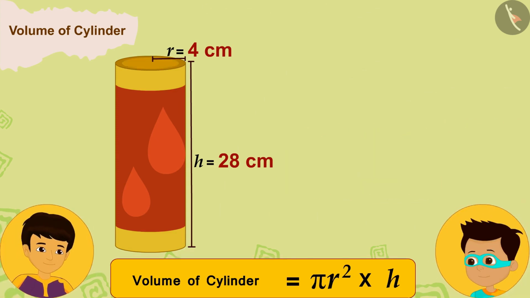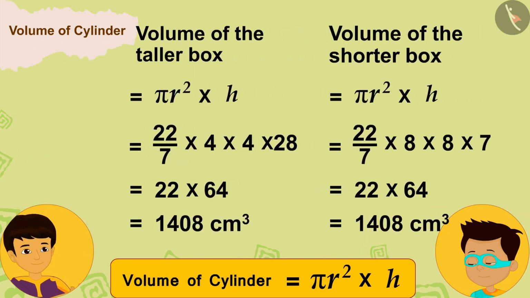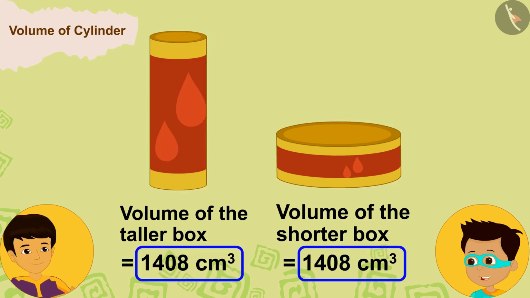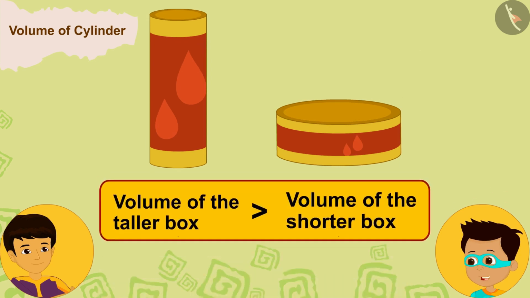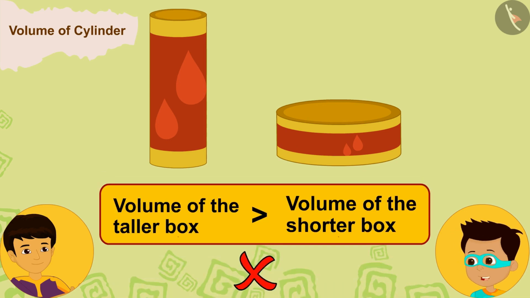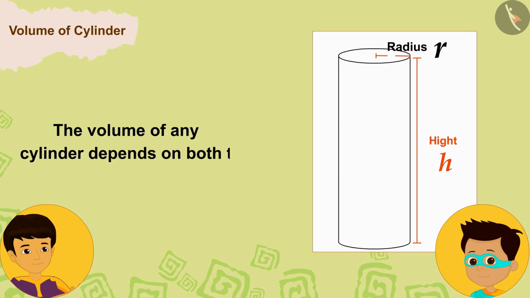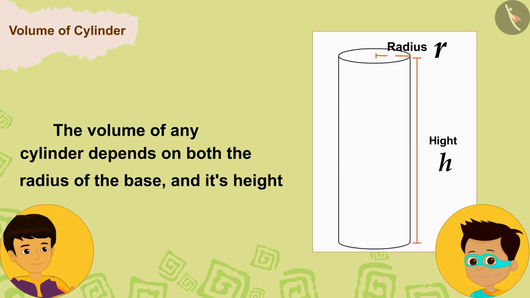Look, Thomas, by solving in this way, we can see that the volume of the shorter box and the volume of the taller box is exactly 1408 cubic centimeters. You are right. It is not necessary that the volume of a cylinder that is taller is always more than the volume of a cylinder that is shorter. Now I understand that the volume of any cylinder depends on both the radius of the base and its height.